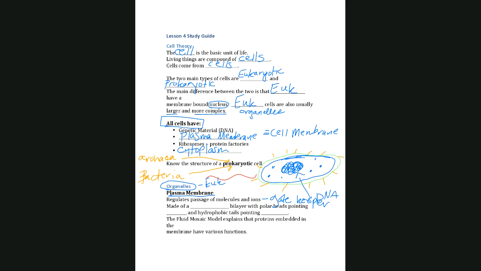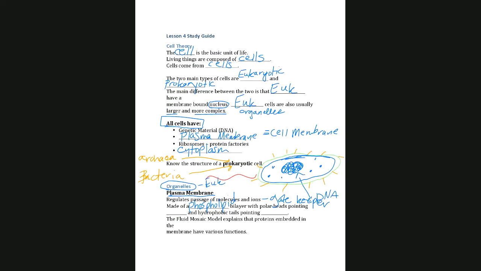What is it made of? This is important right here. It's made of a phospholipid. So this is a type of fat. We'll talk more about that when we talk about macromolecules. A phospholipid bilayer, meaning two layers. I'm going to show you in just a second a picture of these phospholipids.